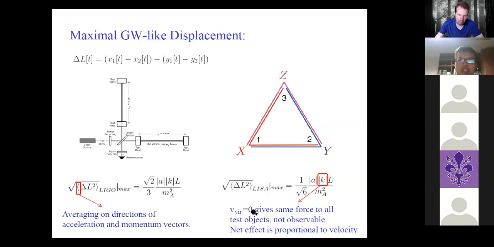And if the virial velocity of dark matter is 0, the dark photon dark matter background field will give the same force to all test masses. And thus the test masses will move the same way. So in this case, the gravitational wave detectors cannot detect the dark photon dark matter signal.